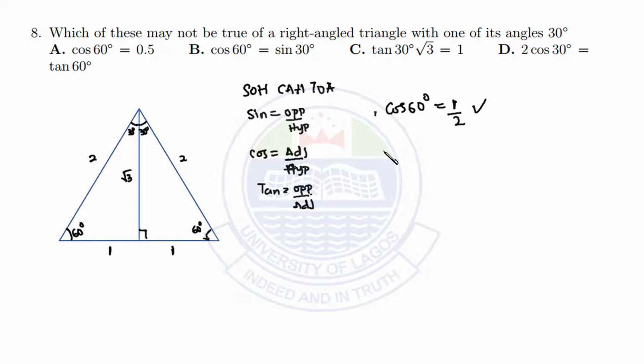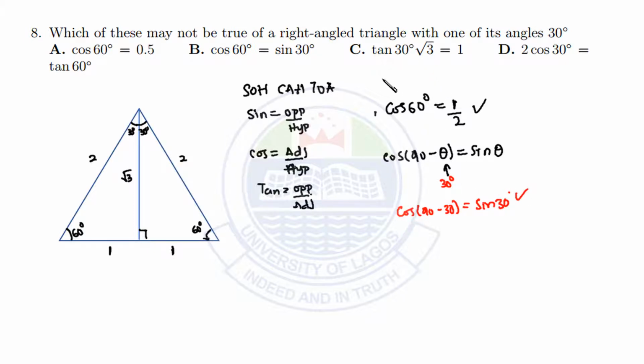Then what of the other option? They said cos 60 is equal to sin 30. That one is definitely true, because cos of 90 minus theta is sin theta. That's the complementary angle. So if I put my theta here to be 30 degrees, I'm going to have cos of 90 minus 30, which is sin 30 degrees. So this second option is true.